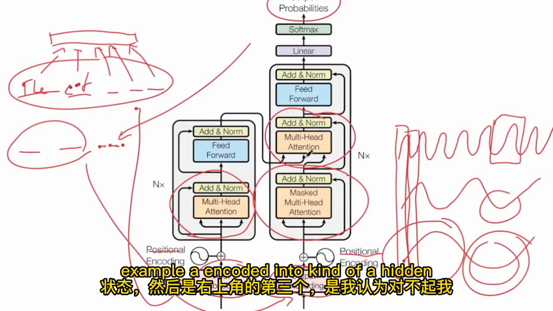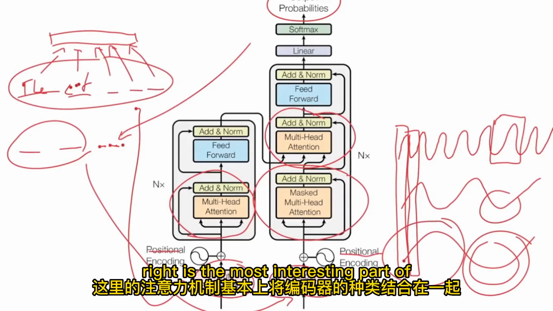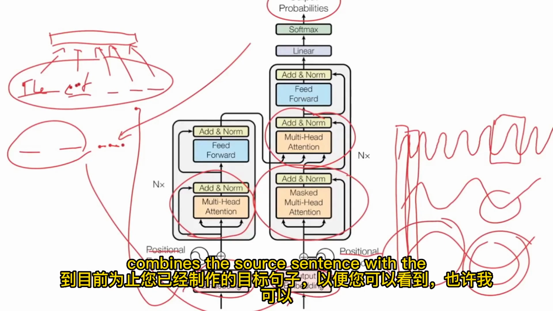And then the third on the top right, that's, sorry, I got interrupted. So as I was saying, the top right is the most interesting part of the attention mechanism here, where basically it unites the encoder part with the target sentence, it combines the source sentence with the target sentence that you've produced so far.